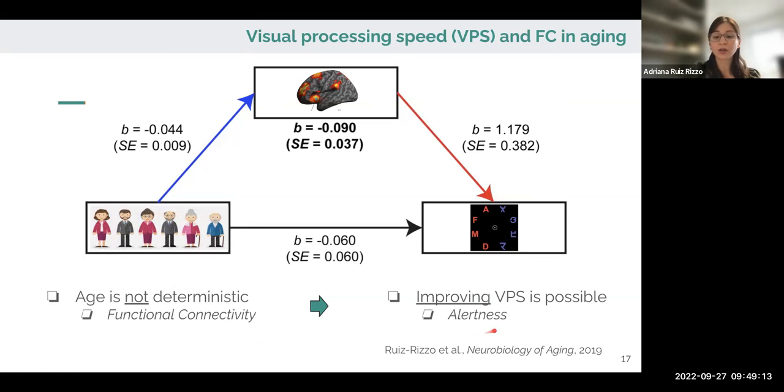In particular, alertness, based on the theoretical framework that we use, is a very important component for visual processing speed that we can use to actually improve visual processing speed in older age.